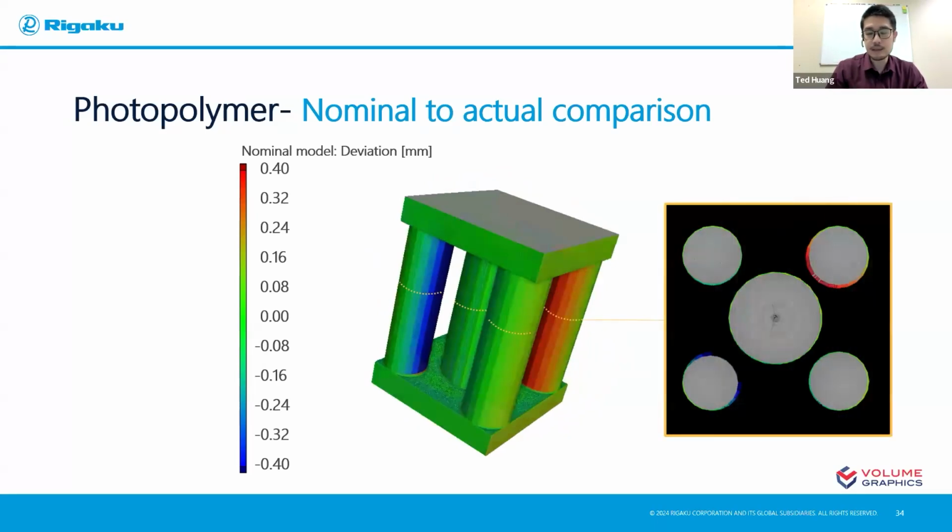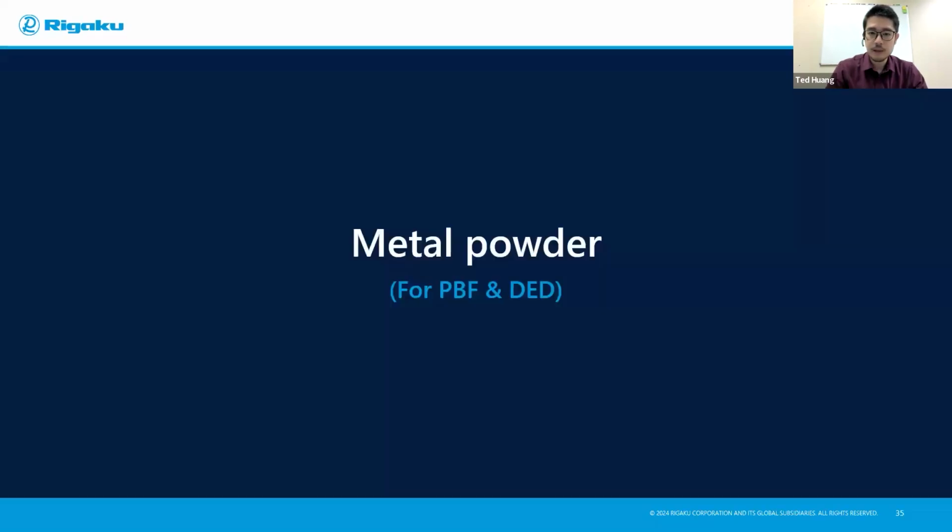So in this case, I learned about it because I did a nominal to actual comparison of the actual product I made, comparing it to the design. On the right, you can see a 2D view, to give you more idea if you feel the 3D model is still not as intuitive or not easy to show. You have full access to these kinds of data.